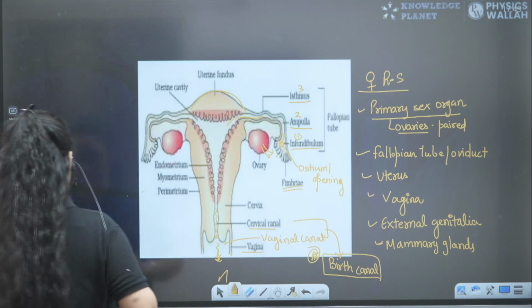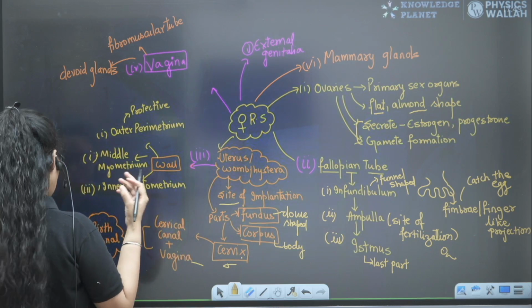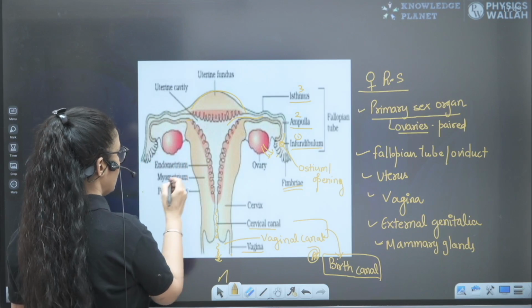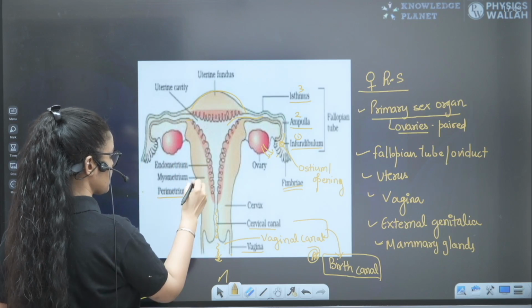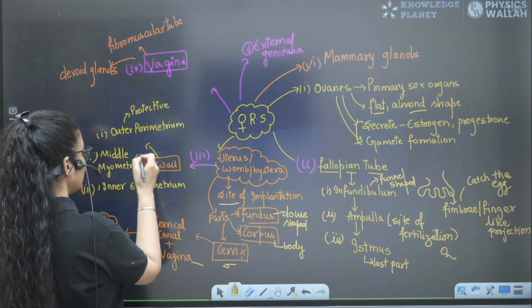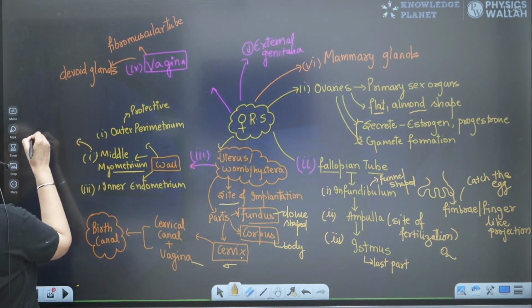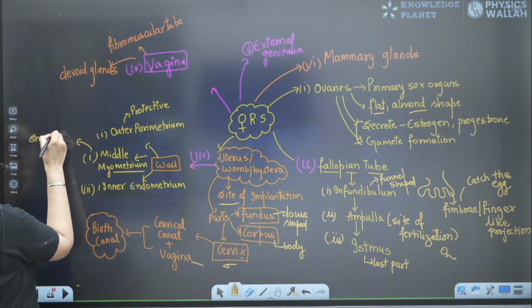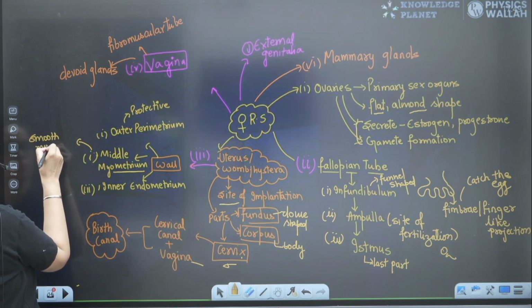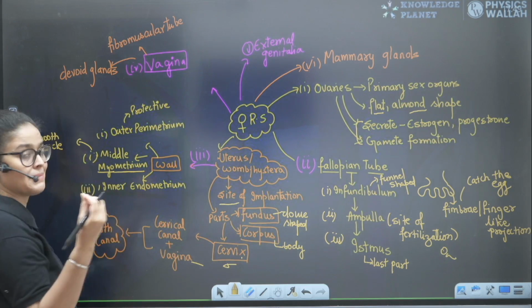What is the birth canal? Next, if we see the wall of the uterus, it is made up of three layers, as you can see here. The outer is the perimetrium, which is made up of a fibrous layer, and it acts as a protective layer, right? Second, myometrium, made up of smooth muscle. You will ask me, ma'am, why is smooth muscle there? Obviously myometrium, myo means muscle, metrium means layer.